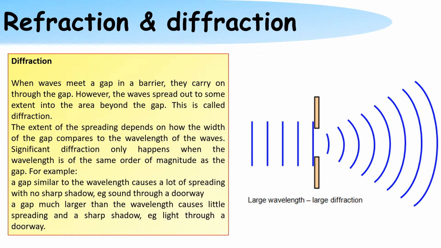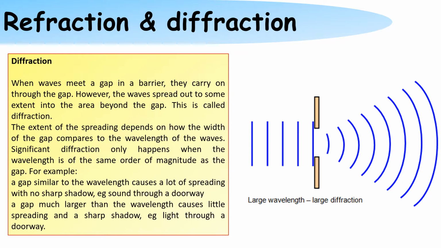When waves meet a gap in a barrier, they carry on through the gap. However, the waves spread out to some extent beyond the gap. This is called diffraction. The extent of spreading depends on the width of the gap compared to the wavelength. Significant diffraction only happens when the wavelength is of the same order of magnitude as the gap.